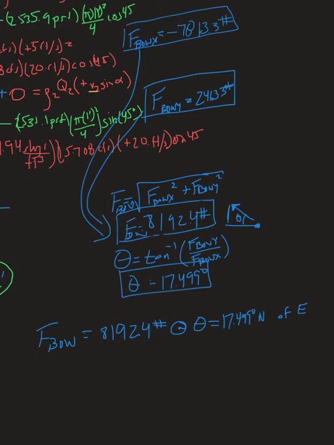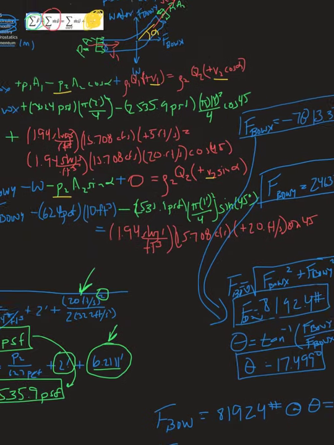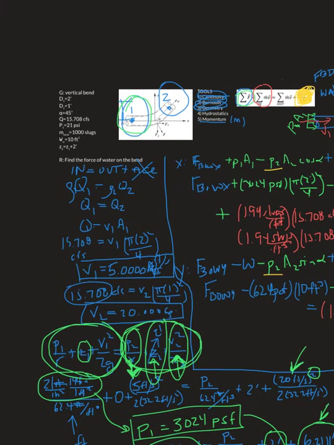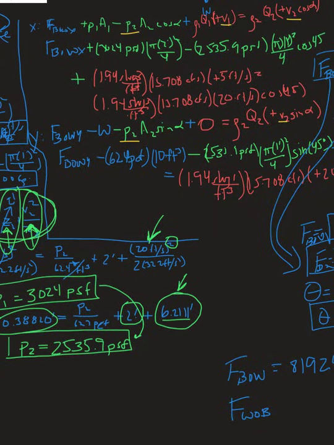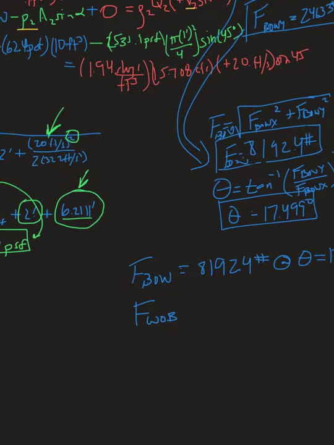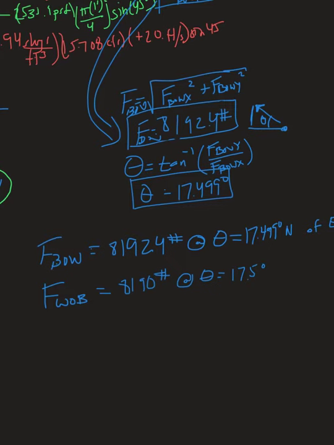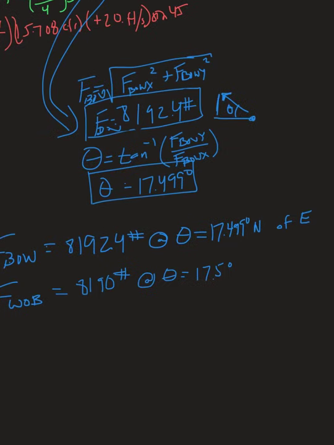Okay, but that's not what we're looking for. We're looking for the force of the water on the bend. I believe that was the initial question. If we go all the way back up here, find the force of the water on the bend. If we look right here, it's going to be the opposite. So it's going to equal, and now I'm going to finally break down to 3 significant digits, 8190 pounds at theta equals 17.5 degrees.